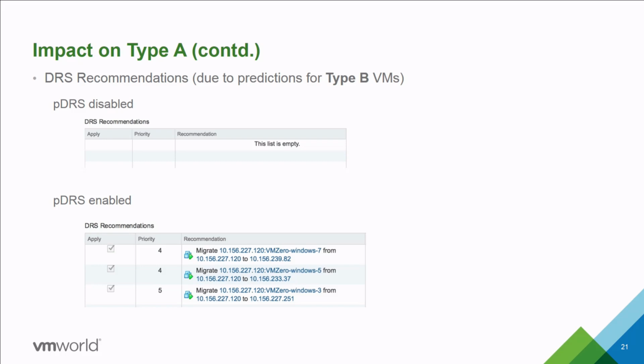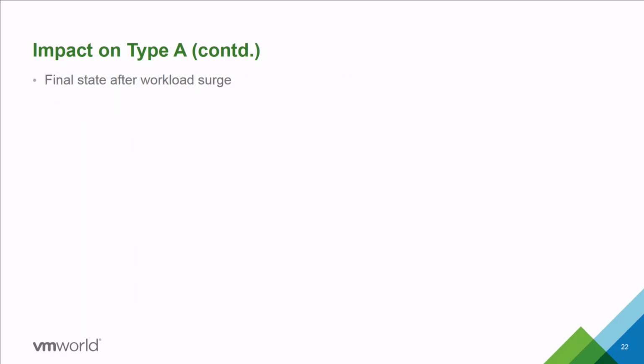But when I enable PDRS, you can see DRS started to recommend moving VMs. And the primary reason for this is the predictions that are coming from vROps. Whatever recommendations DRS made, I applied all of them. And let's take a look at the final state, after all the type B workloads start.